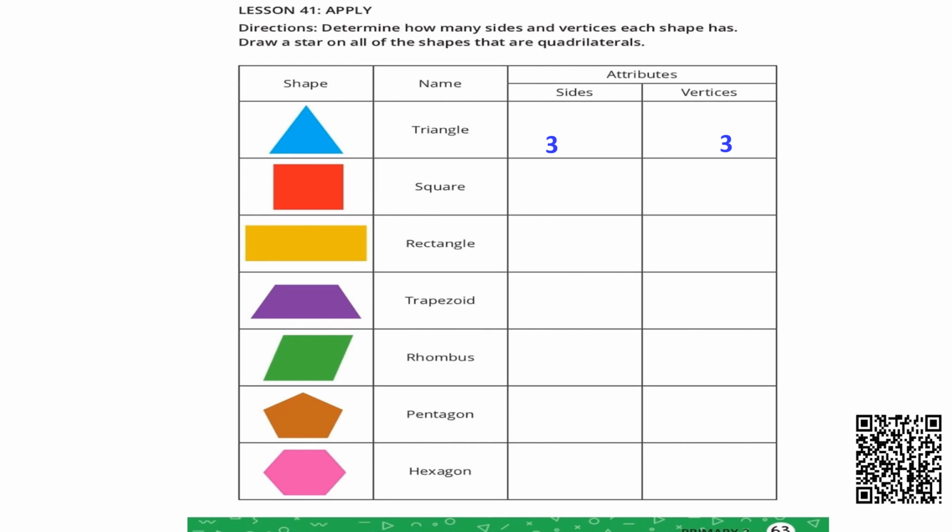The second shape, square. How many sides do you have, square? 4 equal sides. How many vertices do you have? 4 vertices. Rectangle. How many sides do you have?